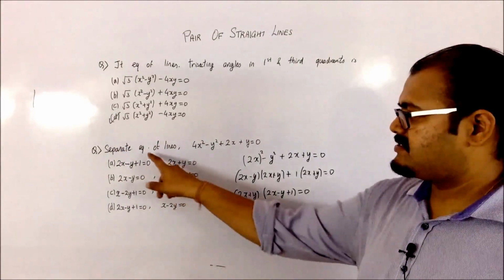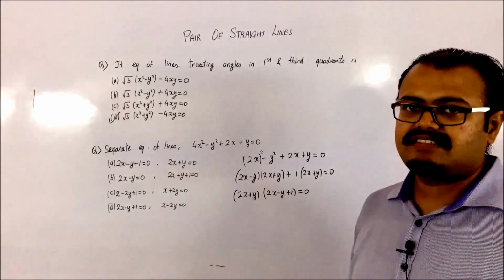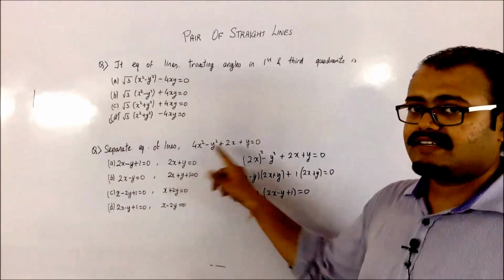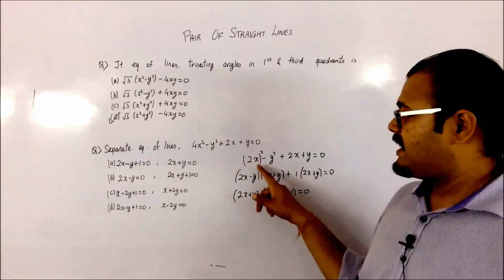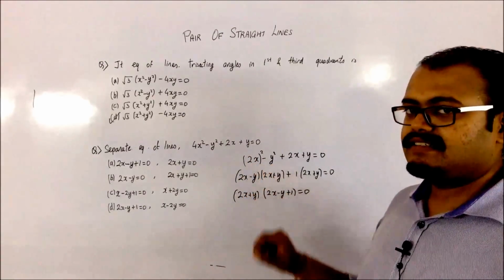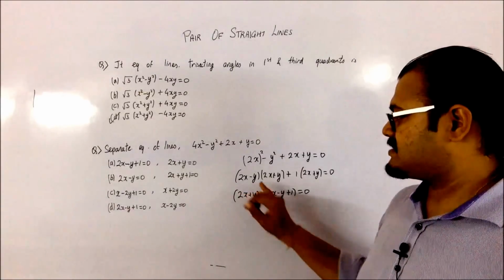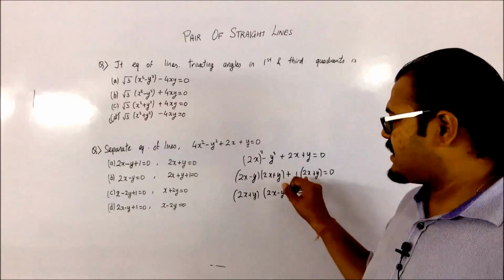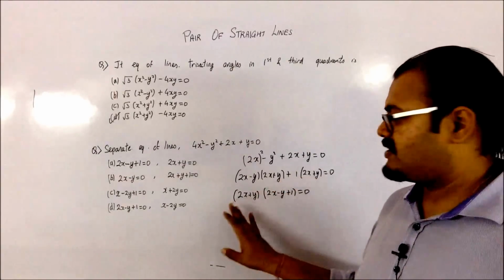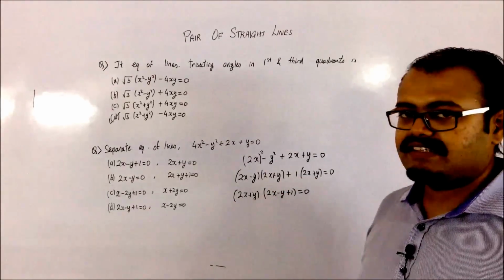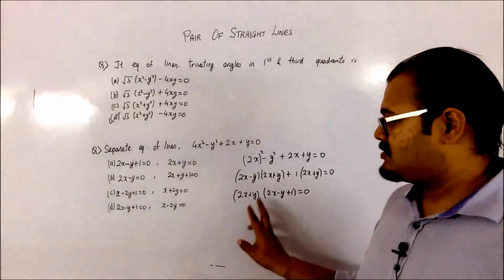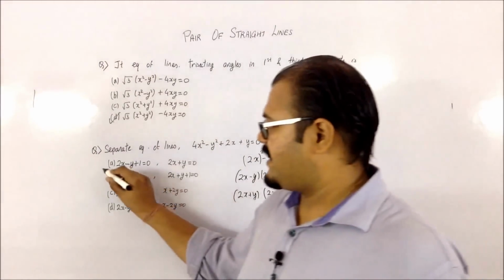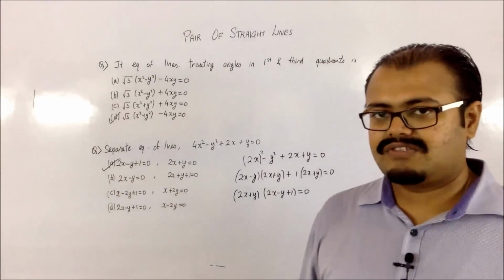Okay, in this question you have to find the separate equations from this particular joint equation. I am considering 4x square as 2x the whole square, so I have this a square minus b square form. I will use a plus b, a minus b, and from that I can take 2x plus y common. So basically I have these two products, and these are the pair of lines. If you check, A is the answer for this particular question.